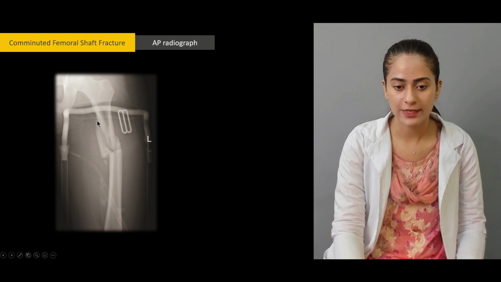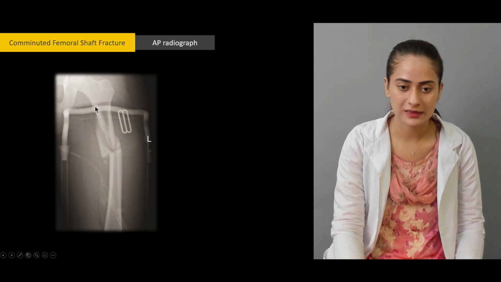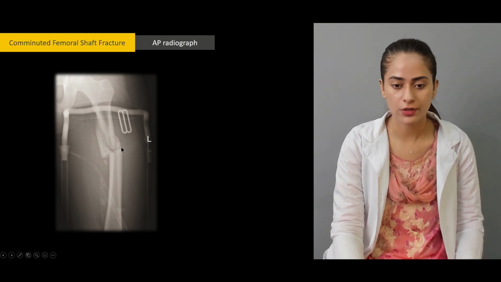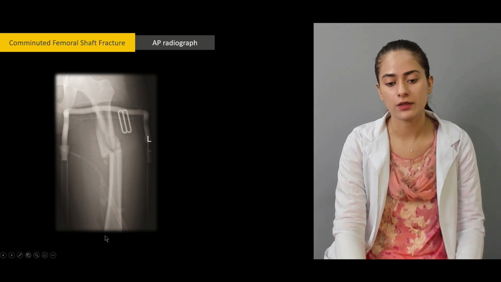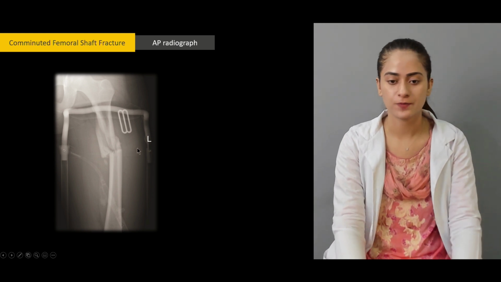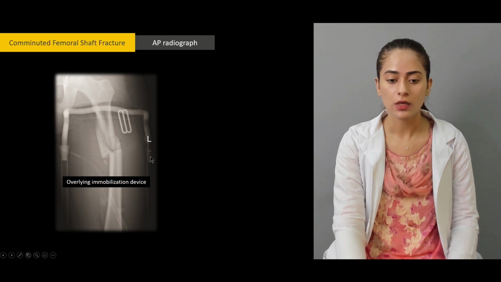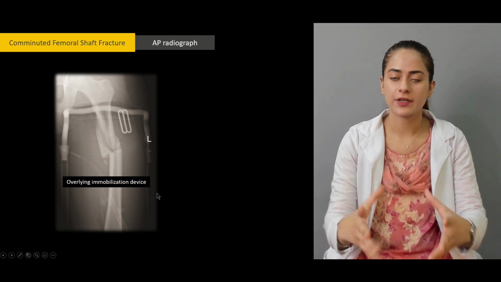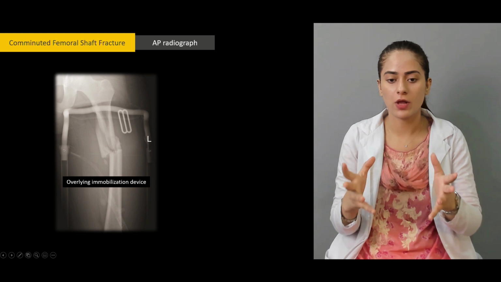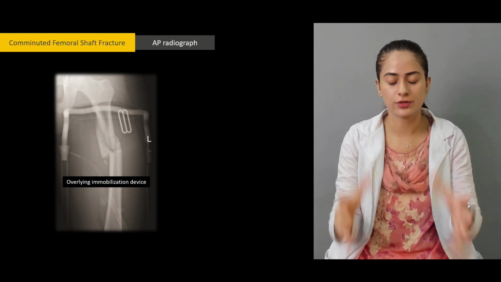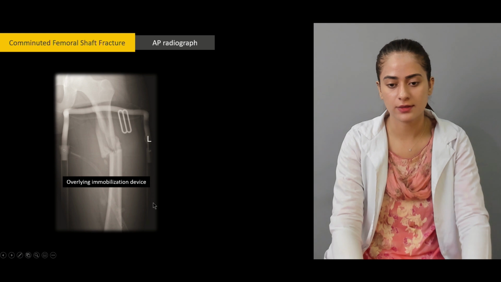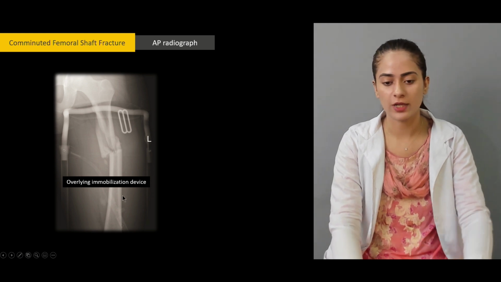This is the upper part here. This is a fragment. This is a fragment here as well. So this is another fragment. One here, a small fragment here, and then one big fragment here, and then one small here. And this is the rest of the femoral shaft here, right? There's an overlying immobilizing device, the traction device that you apply to fractures like this, right? So ignore this, this is nothing, this is just an immobilizing device.